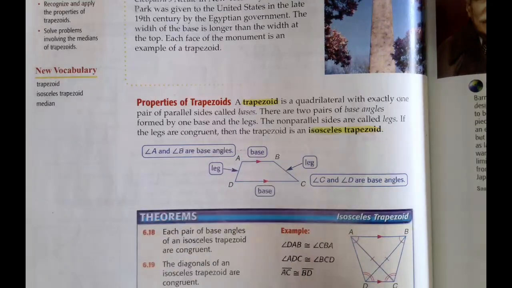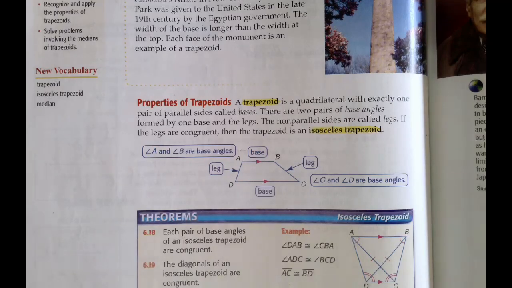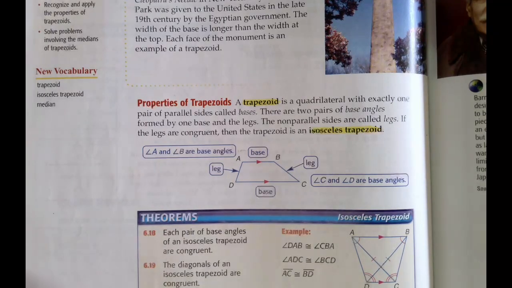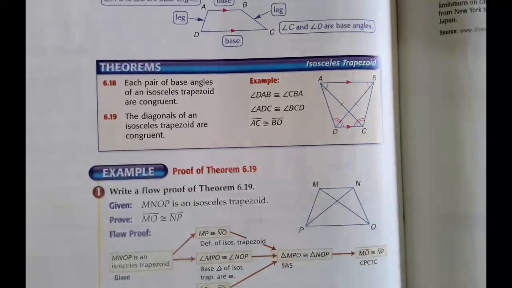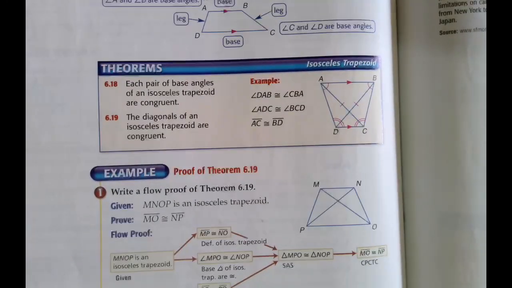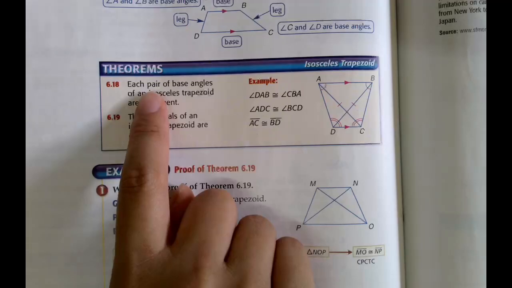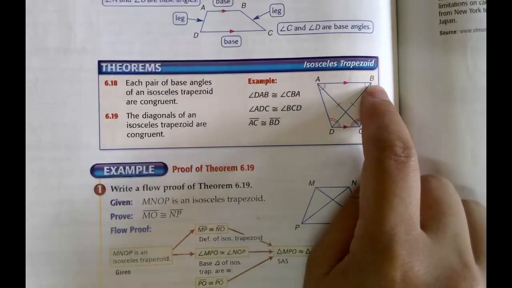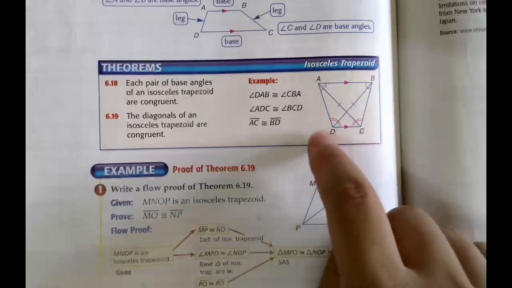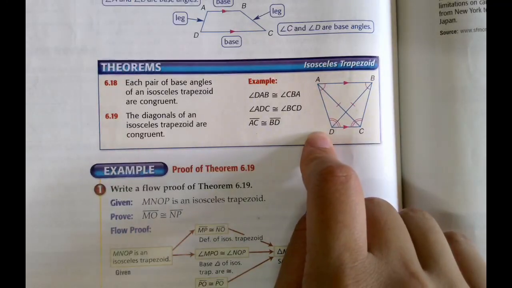And if these legs are congruent, then it's a special type of trapezoid known as an isosceles trapezoid. In most of your experience with trapezoids, they were probably isosceles trapezoids. What we know specially about isosceles trapezoids is that each pair of the base angles are congruent. So angle A here and angle B are congruent, and angle C and angle D here are congruent.